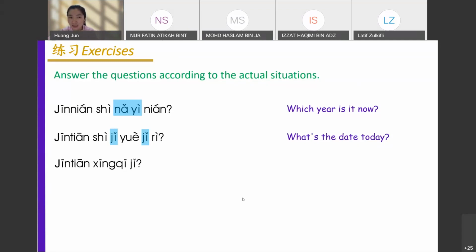Then continue asking 今天星期几? 几 is the question word. So how do you answer? This is not a sentence of more than 5 words. It's a very basic question. 今天星期几? In a real situation, how do you answer me?